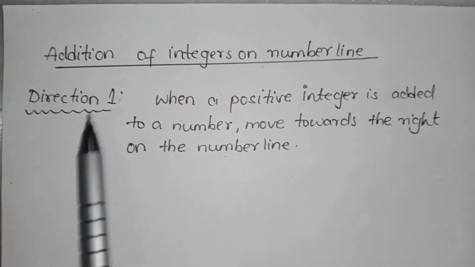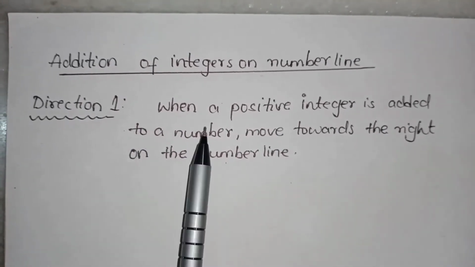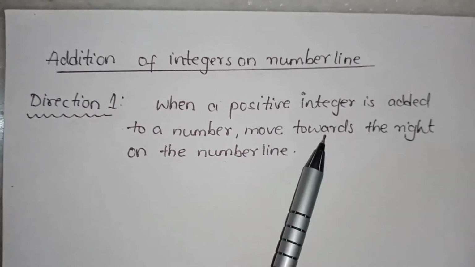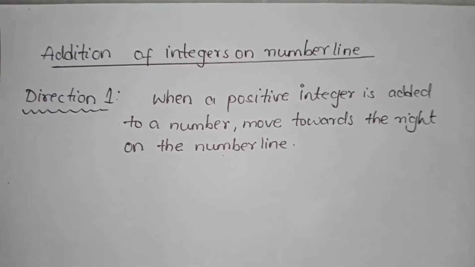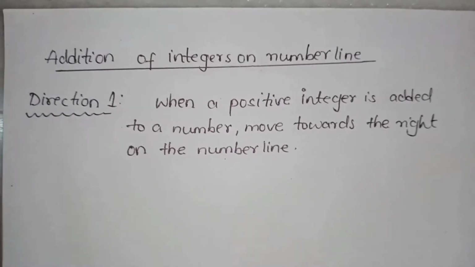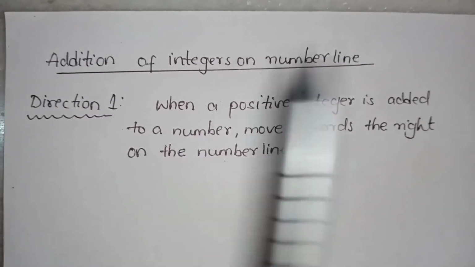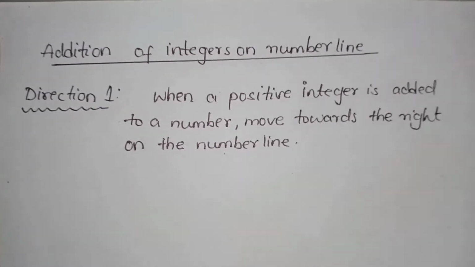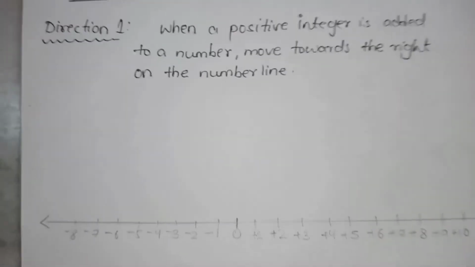Direction 1: when a positive integer is added to a number, move towards the right on the number line. When any number is given and a positive integer is added to it, what we have to do is move to the right side on the number line. Before understanding this, see this number line, then you will understand it more clearly.